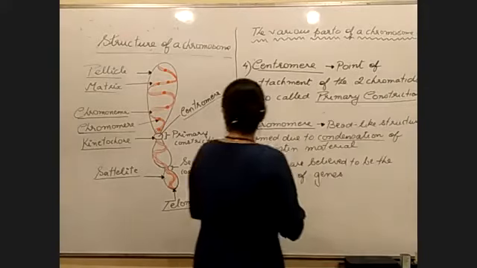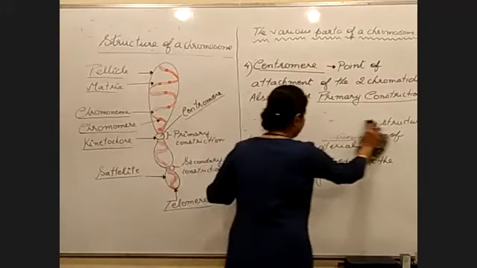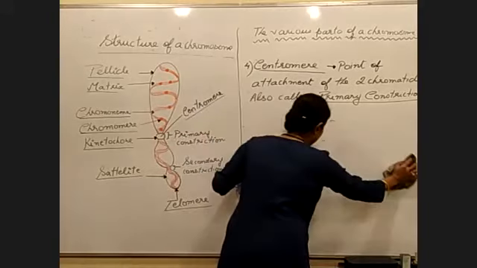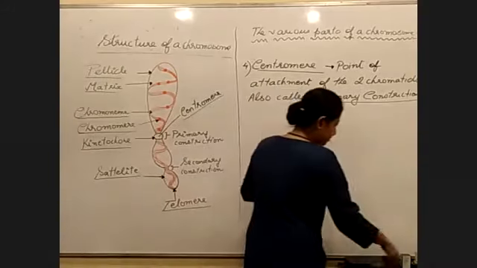Now, as I have said, the arms are not necessarily equal; in some they are equal and in some they are not. Accordingly, we have two terms, isobrachial and heterobrachial. We will write them down.